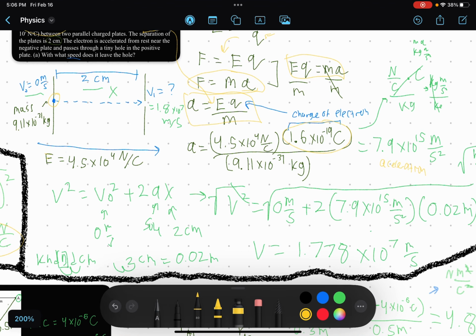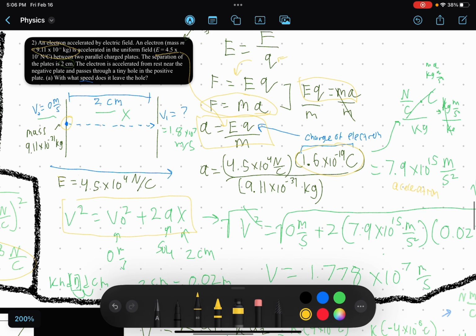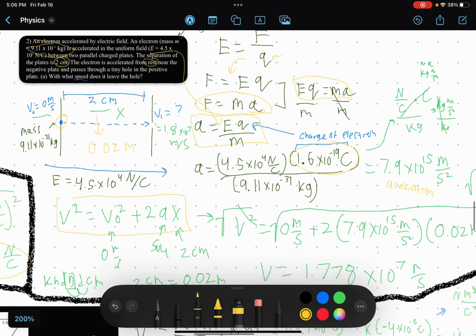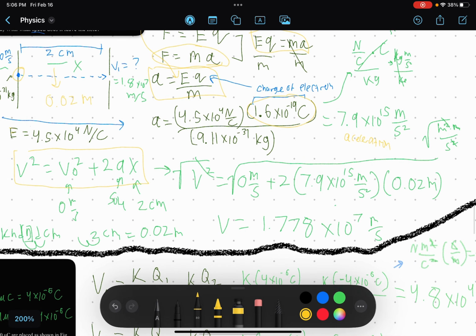And then you plug it into one of our old friends from last year. It does say accelerated from rest, so your V naught is going to be equal to 0. And then it says that there's 2 centimeters between the two plates. So that's why you have the 2 centimeters, which becomes 0.02 meters. Anyway, you plug that in and isolate for V final to get your answer.